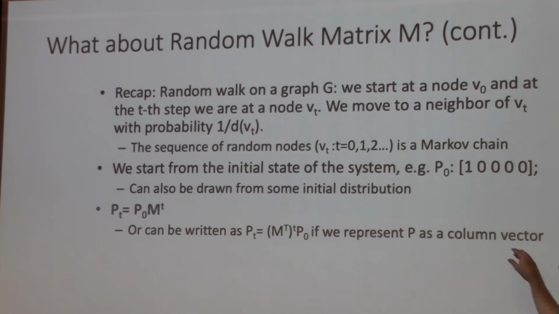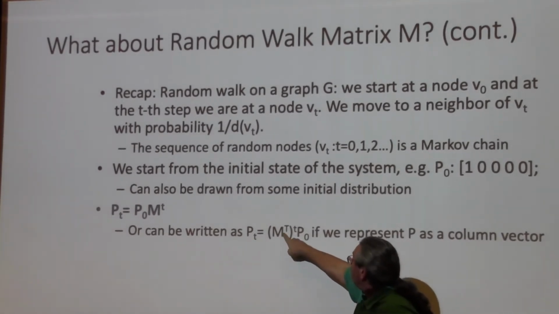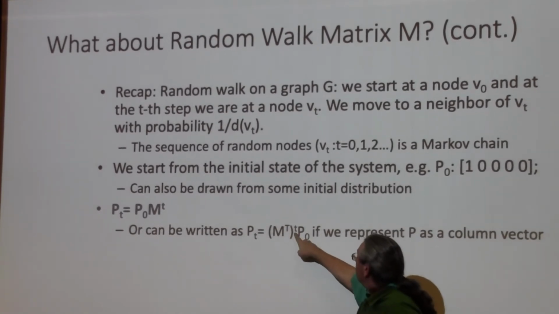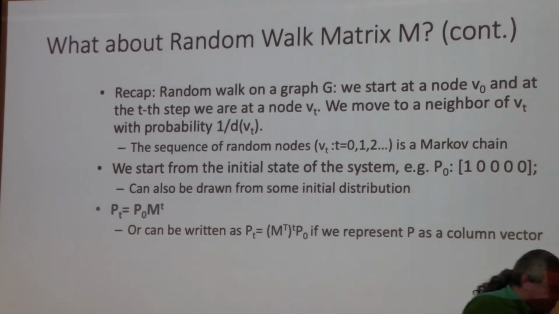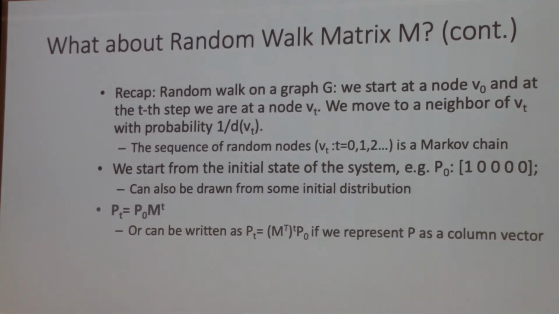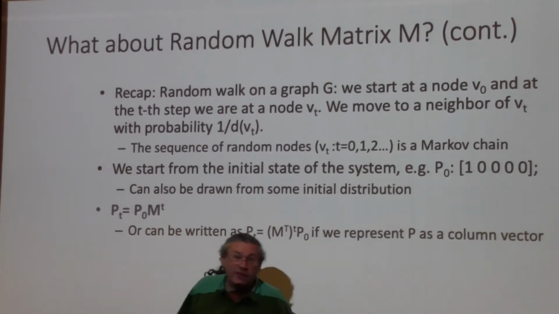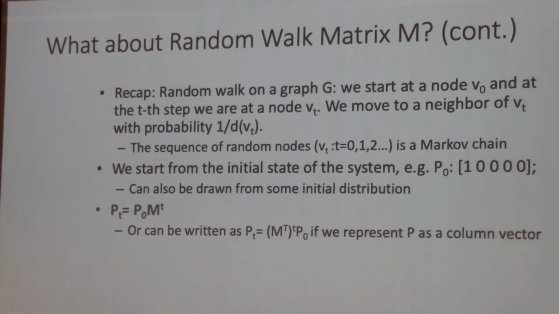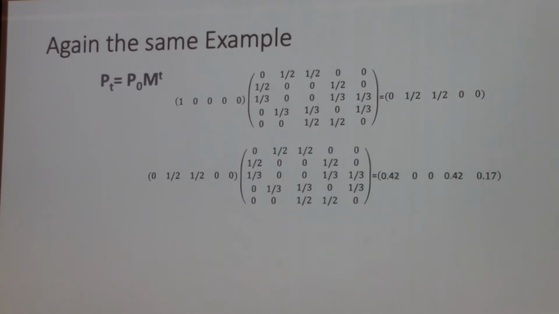Or if you like column vectors, you can say Pt is the transpose of M to the power t times P0. I'm not really going to be so picky about column or row vectors. So here the P's are row vectors, so you multiply on the left side. Okay, good. So we keep going now.